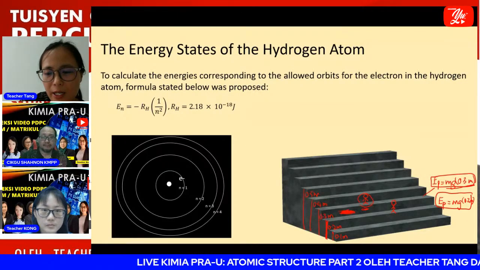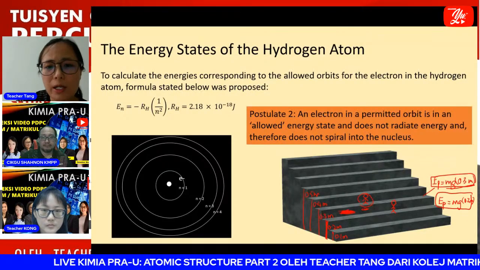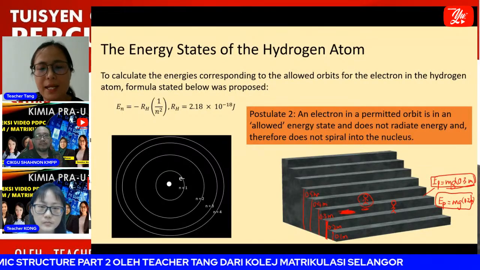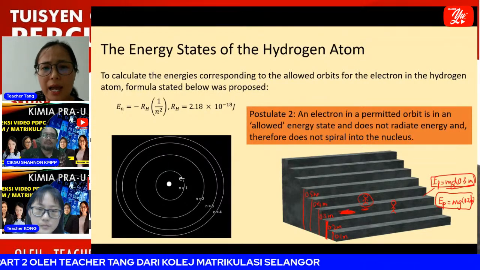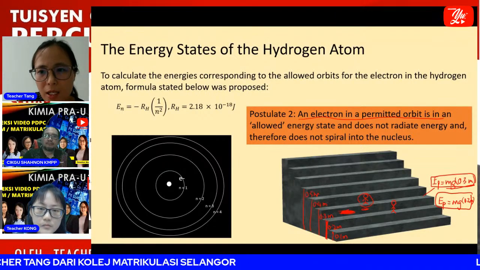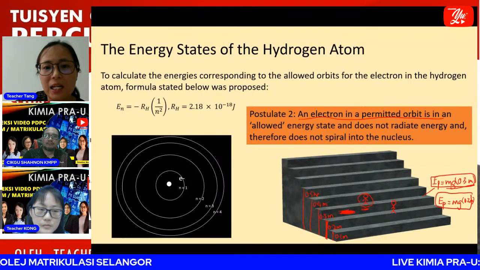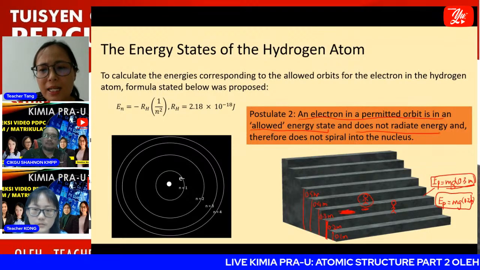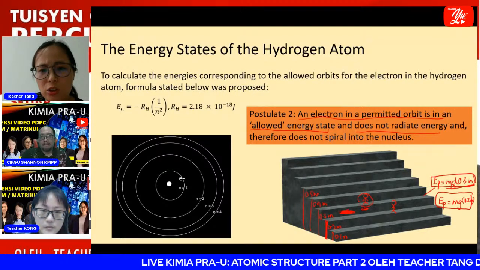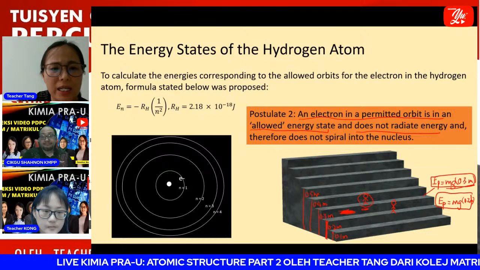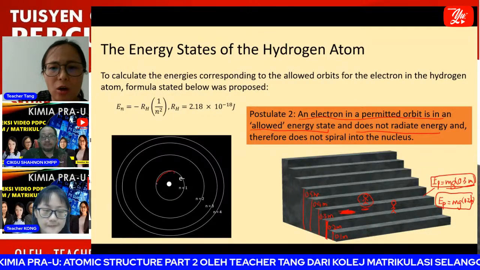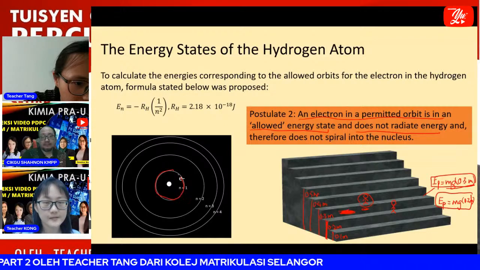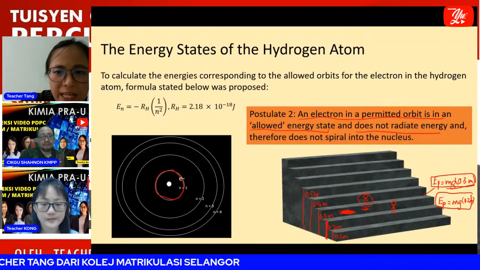Before that, shall we look at the second postulate? The second assumption of Bohr is that when an electron is in a permitted orbit, it is in an allowed energy state and it does not radiate energy. That means it does not lose energy. So when the electron is moving around its own fixed circular orbit, it will not lose energy.